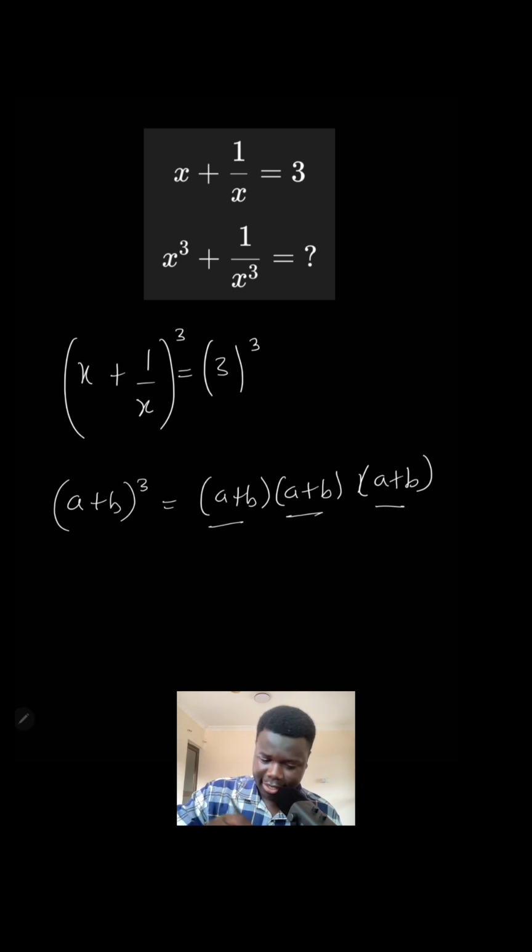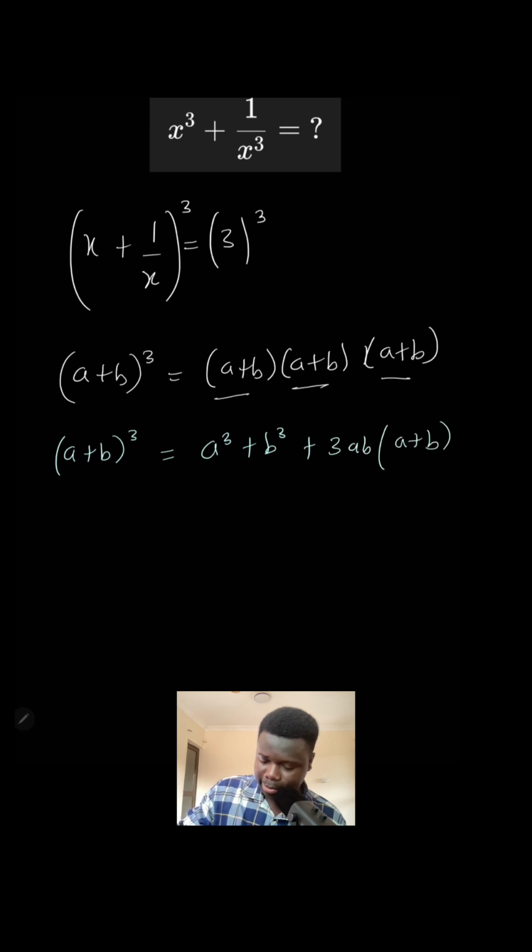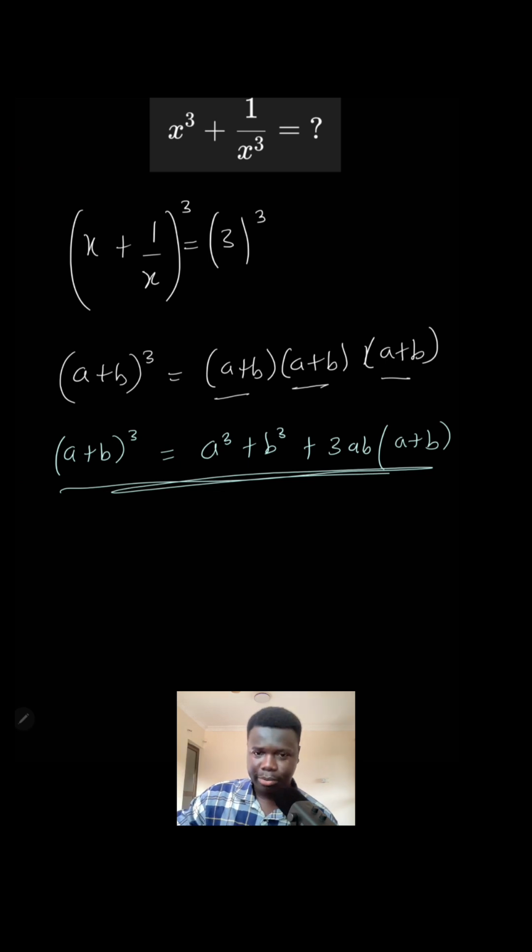The identity is that when you have (a plus b) all cubed, it is equal to a cubed plus b cubed plus 3ab into brackets a plus b. So this is the identity we are going to use. Great. So since x plus 1 over x is just like this, cubing it is going to be x cubed plus (1 over x) all cubed plus 3 into brackets x times 1 over x, into brackets x plus 1 over x. Now if you have this identity, it becomes really, really simple, because let's look at what happens.